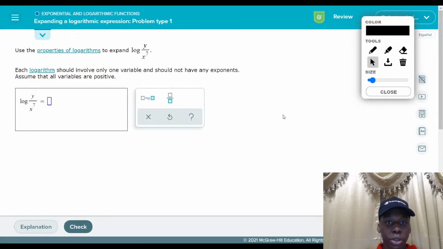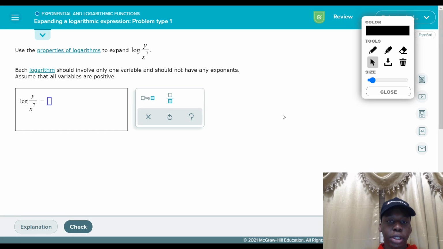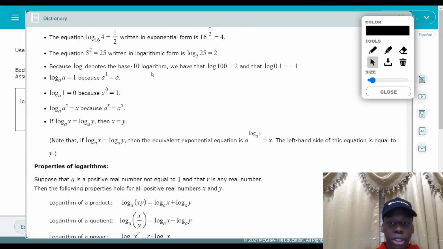My name is Babatunde Arolo, and today we're going to be talking about expanding the logarithm expression. So what this means is we're going to be given an expression in logarithm form, and we're going to have to expand that expression using the properties of logarithm. So let me put this out. These are the properties of logarithm.